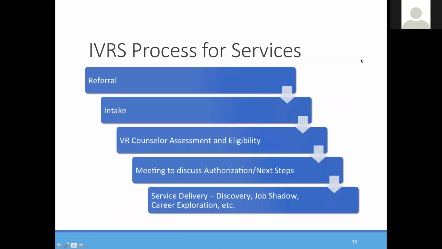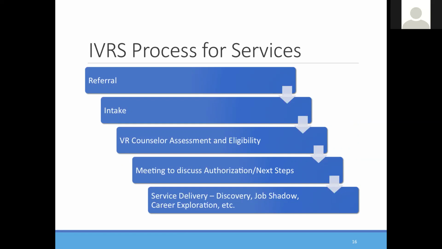So here's the process in general when we're working in collaboration with Voc Rehab. Say you're working with individuals who are in pre-voc right now, and you know that they want to obtain employment, because if they're in pre-voc, the long-term goal is employment, right? So you want to be referring those folks to VR. Once you refer the individual, and it's really important, the more information that you can provide VR during the referral, the quicker the intake process becomes.